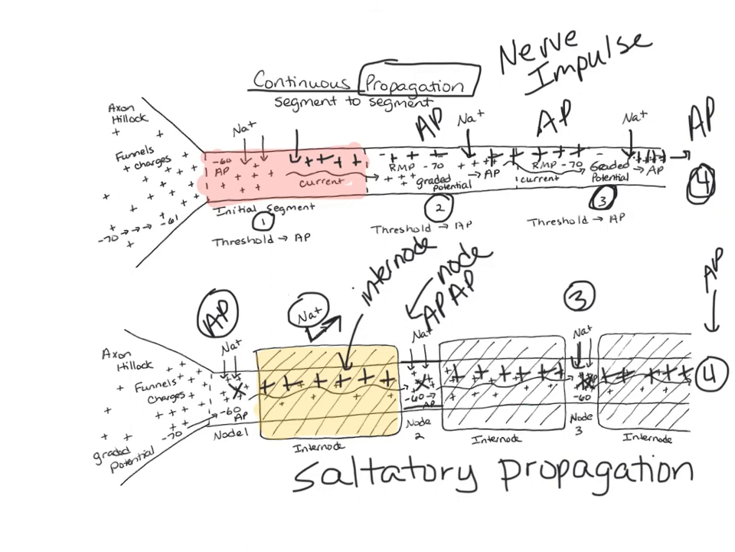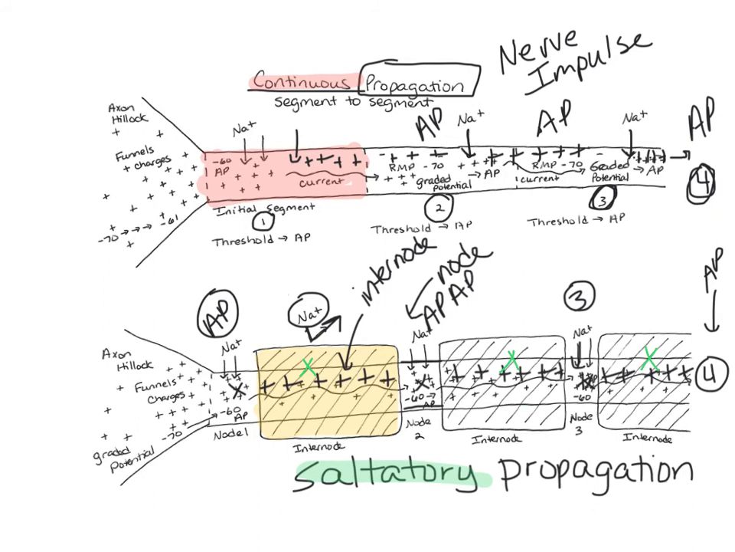Do you think continuous propagation or saltatory propagation would be faster? So saltatory is going to be faster. In saltatory propagation, you do not have to depolarize this segment or this segment or this segment. You're skipping segments. So you are passing that action potential much faster because you're skipping those segments.